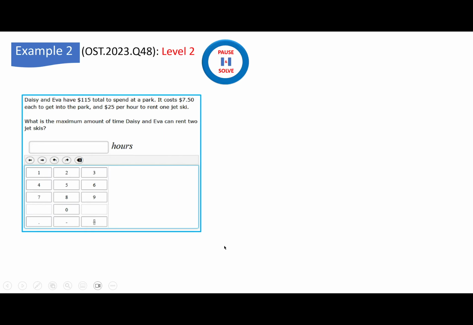Example 2. Daisy and Ava have $115 total to spend at a park. It costs $7.50 each to get into the park, and $25 per hour to rent one jet ski. What is the maximum amount of time Daisy and Ava can rent 2 jet skis? Total, they have $115, $7.50 each to get in the park, $25 per hour to rent a jet ski, and we need the maximum amount of time they can rent.